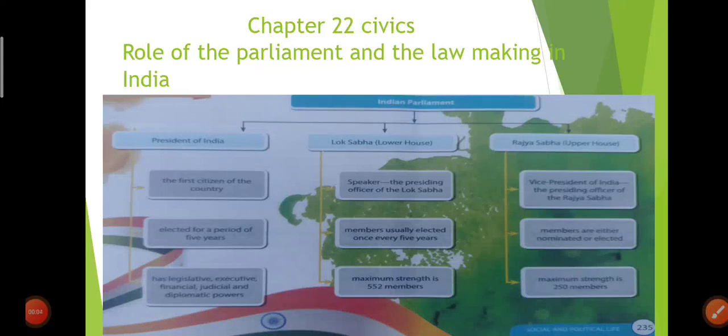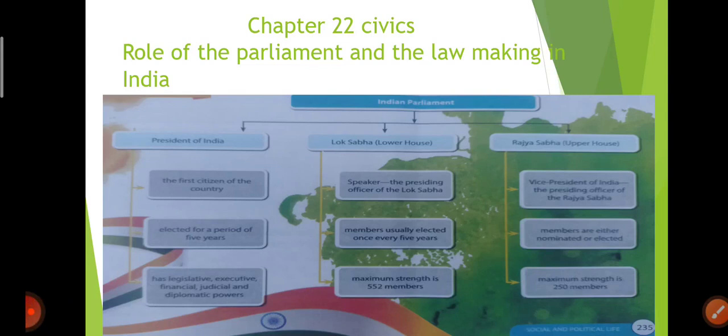I am Joginder Kumar. Students, here we will discuss chapter number 22 of Civics, the role of Parliament and lawmaking in India. We have to start. Now you can see the flow chart of the Indian Parliament, how it is formed. This is an overview only.